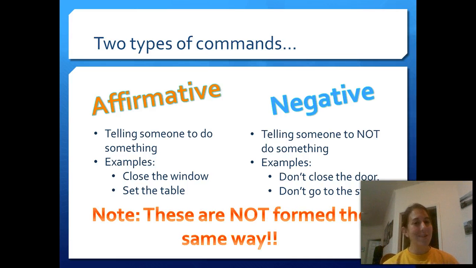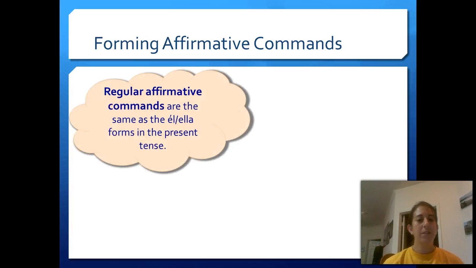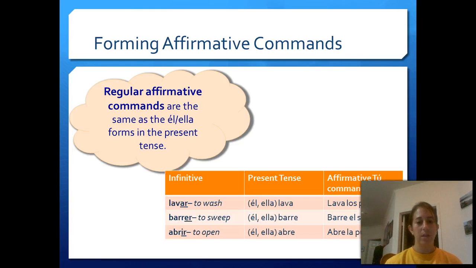All right, so the tricky thing about these commands is that they are not formed the same way. So we really have to build our affirmative commands brain and our negative commands brain. All right, so let's start with affirmative, the easy ones. All we have to do is conjugate the verb in the él/ella form, in the present tense.